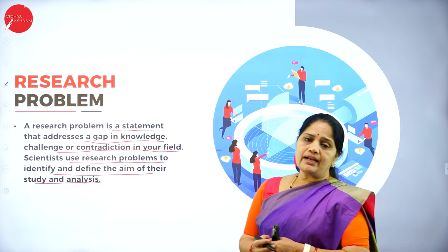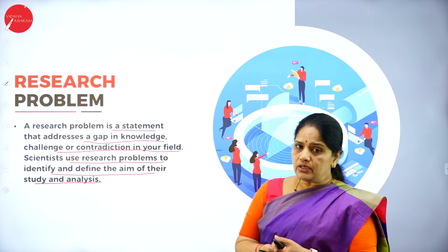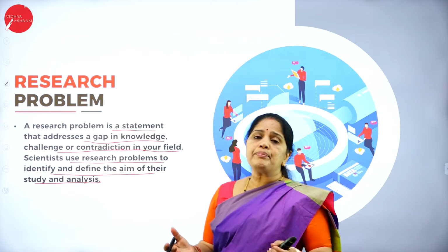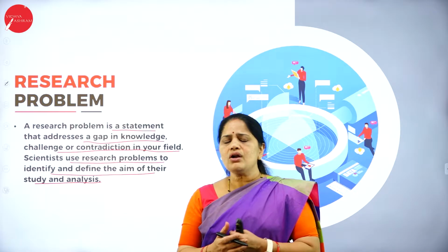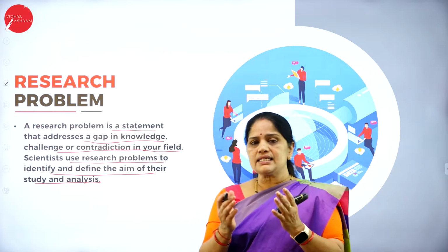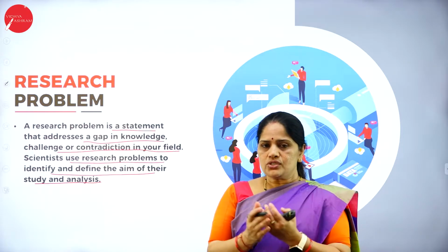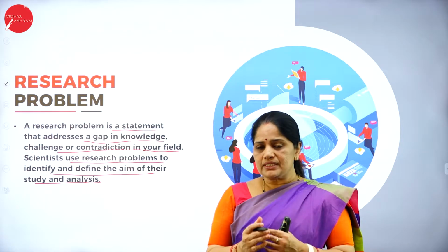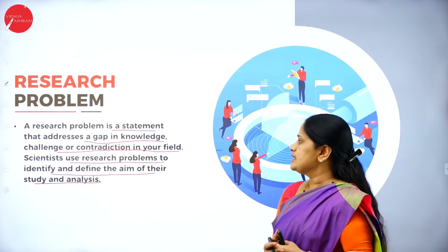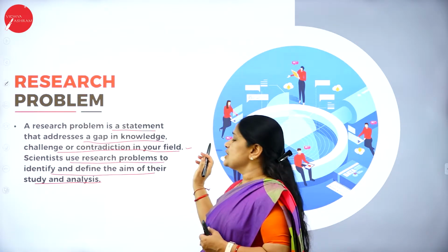Now, when we are into the research, we should first define what the research problem is. So, how do you define a research problem? It is a statement that addresses a gap in the knowledge. There is a lot of research going on all around us, and in this research there are certain gaps, certain aspects of that topic which are not covered. So, a research problem means you are identifying the gaps in that particular topic of research. So, there is a gap in the knowledge, challenge or contradiction in your field.